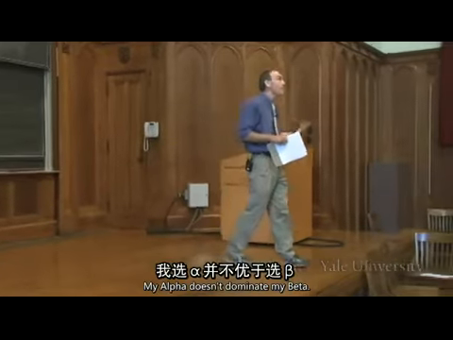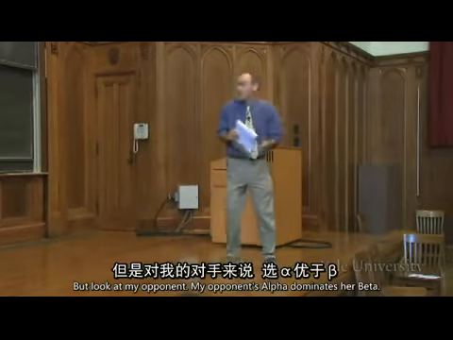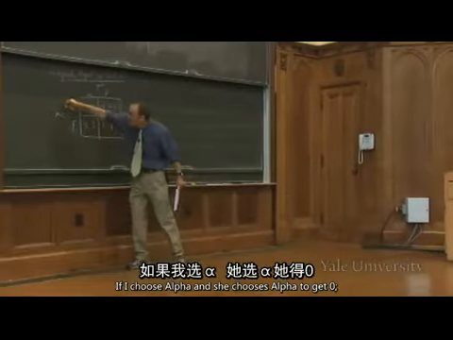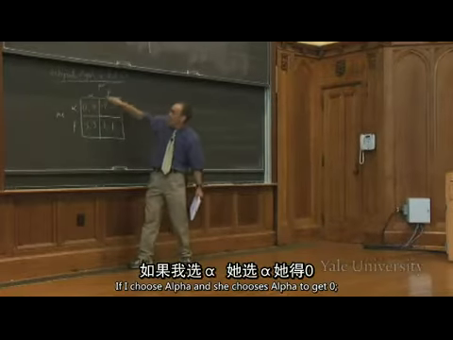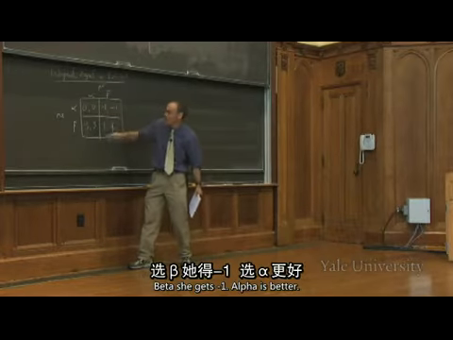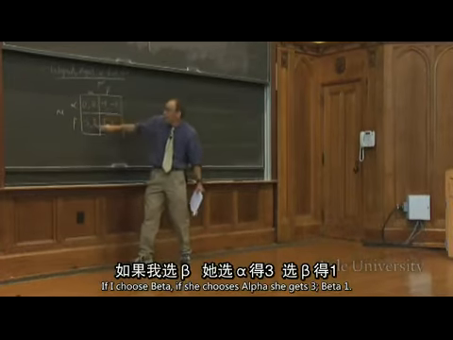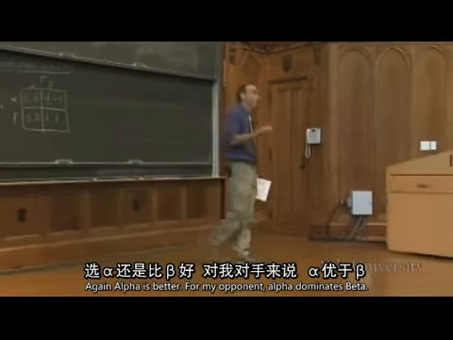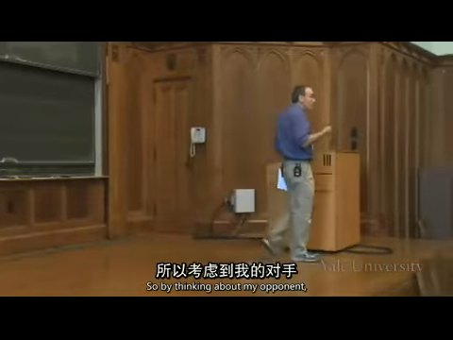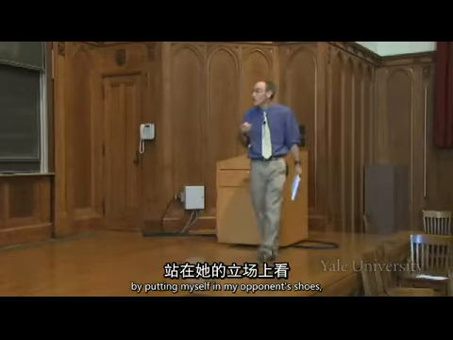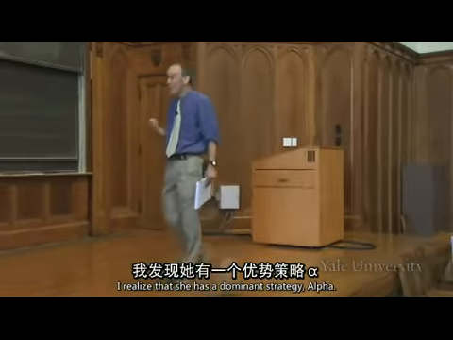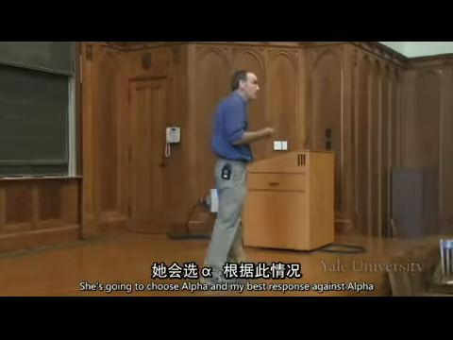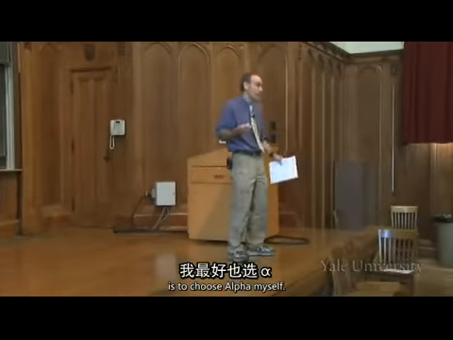So Henry's saying, sure, my alpha doesn't dominate my beta. But look at my opponent. My opponent's alpha dominates her beta. If I choose alpha, and she chooses alpha, she gets 0; beta, she gets minus 1. Alpha is better. If I choose beta, and she chooses alpha, she gets 3; beta, 1. Again, alpha is better. For my opponent, alpha dominates beta. So by putting myself in my opponent's shoes, I realize that she has a dominant strategy, alpha. She's going to choose alpha, and my best response against alpha is to choose alpha myself.